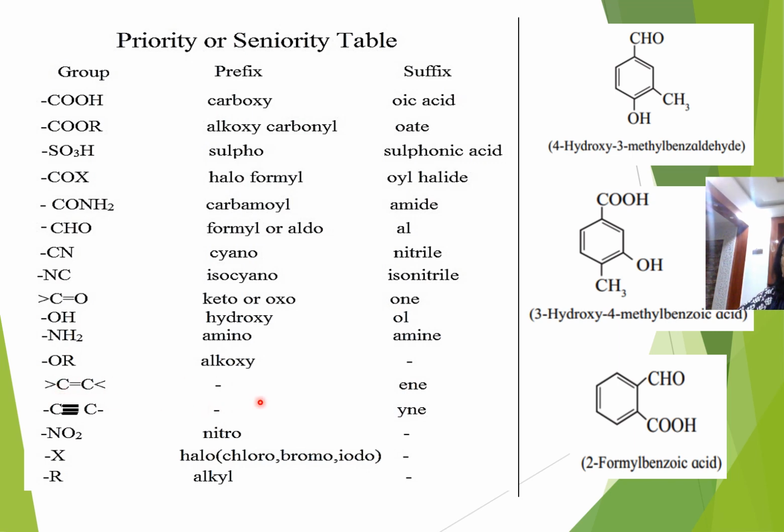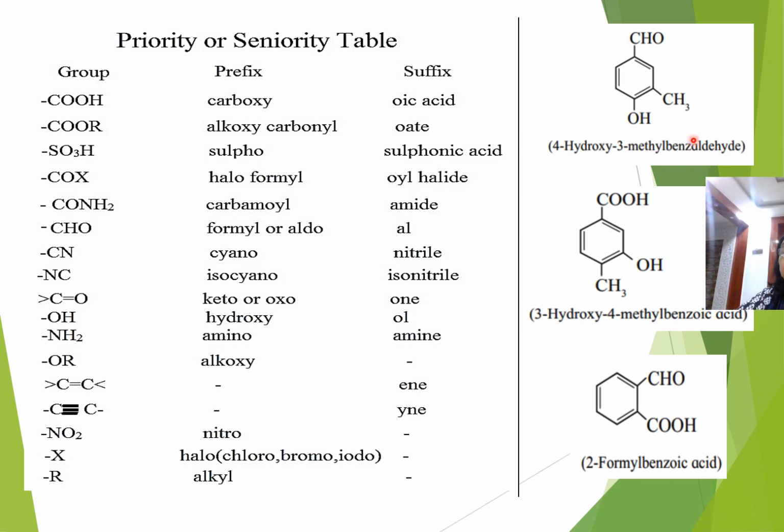Then if it is a double bond, it is ene, always a suffix. And if it is a triple bond, it is yne, always a suffix. The nitro group is always a prefix. The X halo group is always a prefix. And the R alkyl chain is always a prefix.